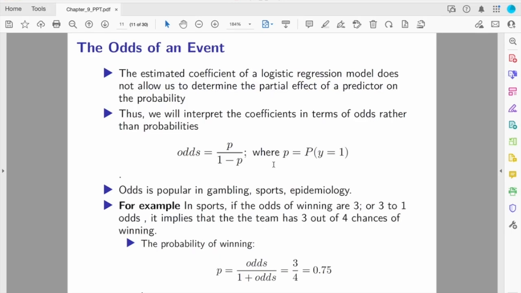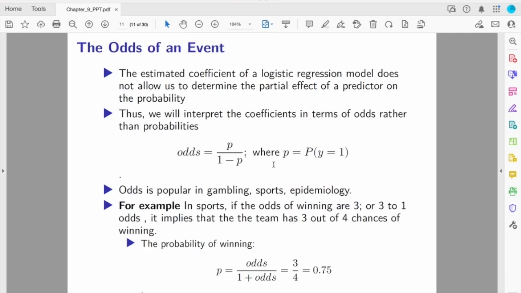The odds of the event. The estimated coefficient of a logistic regression model does not allow us to determine the partial effect of a predictor on the probability. Yes, this is a problem: the estimated coefficient doesn't allow you to look at the betas. We cannot interpret these in the way that we used to. So to interpret these, we're going to use something called odds.